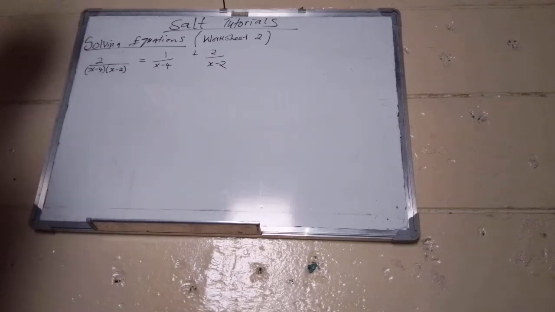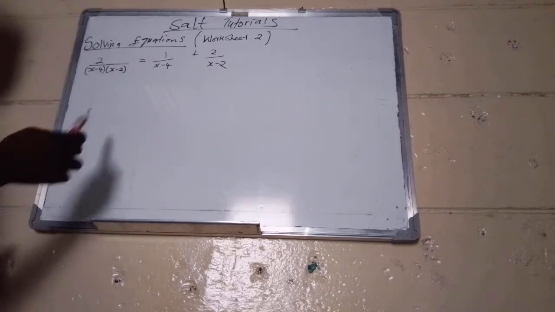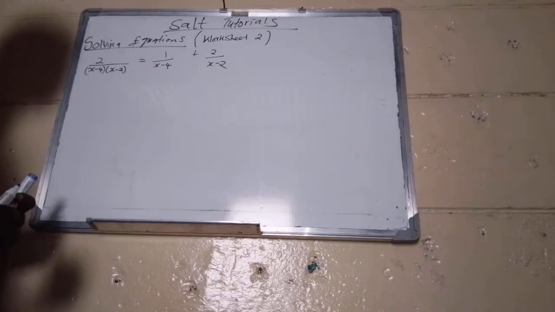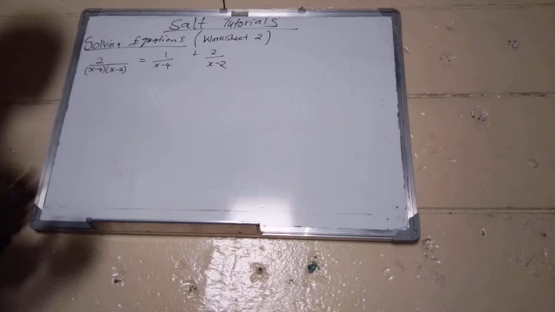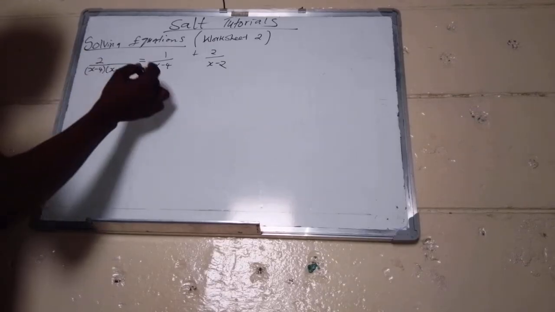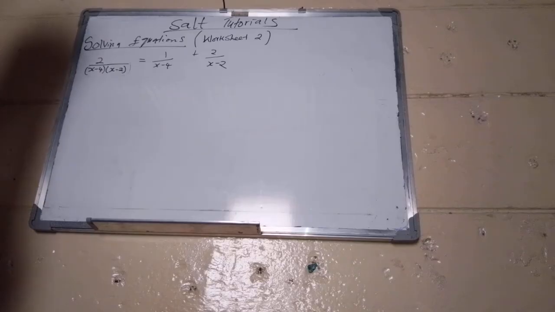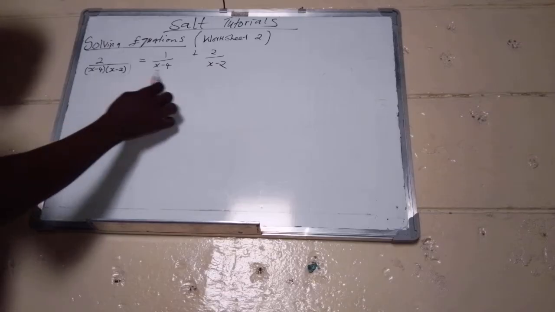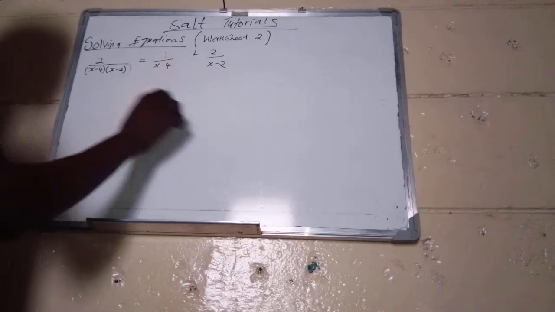So first step, how do I handle rational equations? First, aim to simplify everything to a single fraction. Now this left side is a single fraction, it is okay. But when you look at your right hand side, we have two fractions. So I have to express my right hand side as a single fraction. What principle am I using to do that?